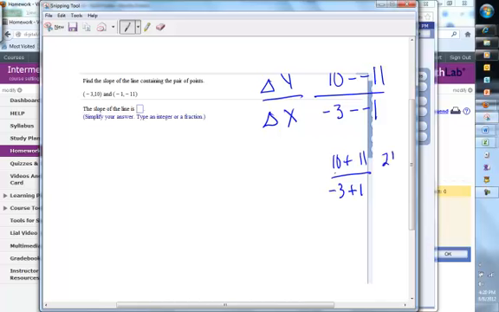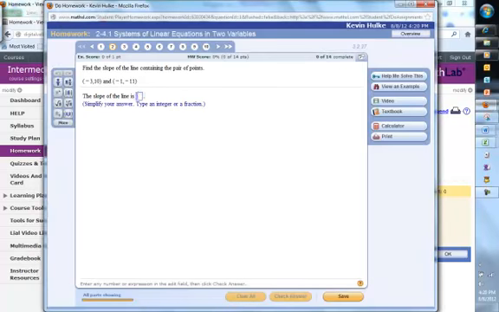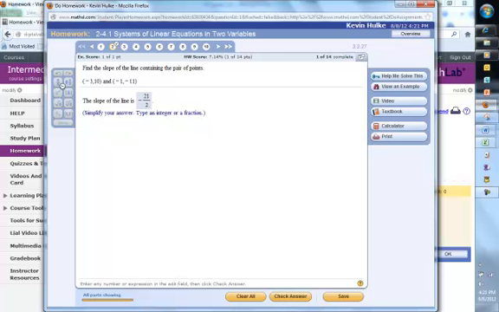10 and 11 is 21. Negative 3 plus 1 is negative 2, so our answer is negative 21 halves. Negative fraction 21 halves. Oops. Halves. Next one.